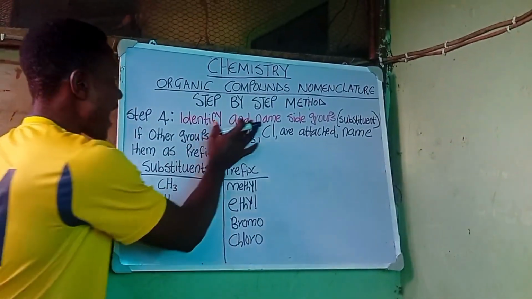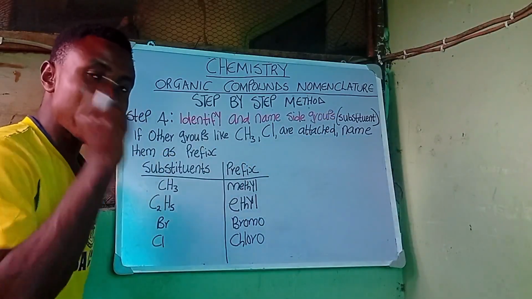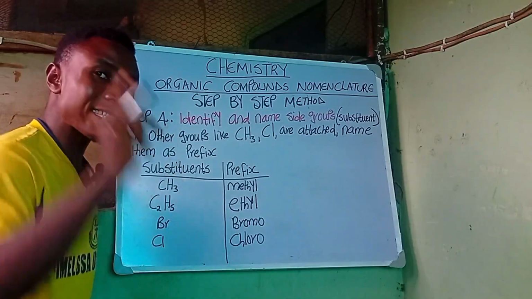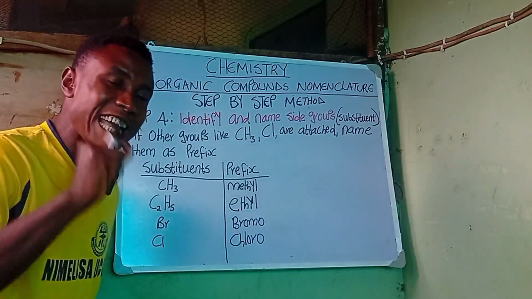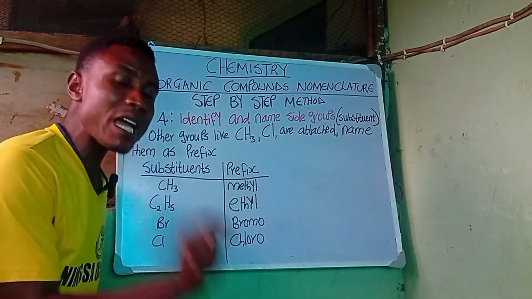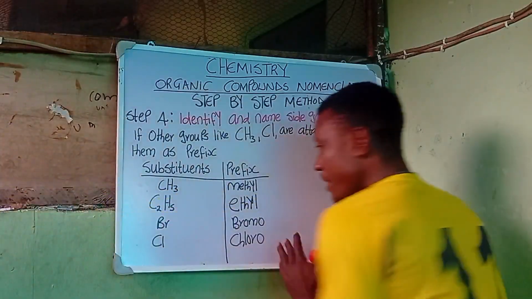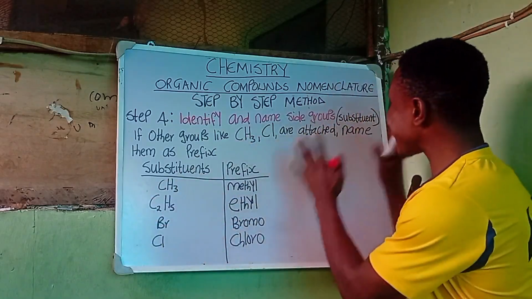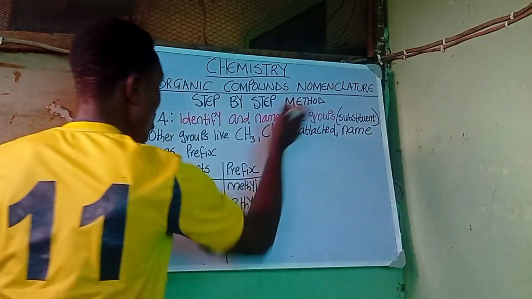The next step, step number 4, is to identify and name the side group. The side group is the substituent. Remember when I gave you the 3 key parts, the side group is what we call the prefix. That means they come before the parent's name. So the side group is the prefix, and they are known as the substituent.